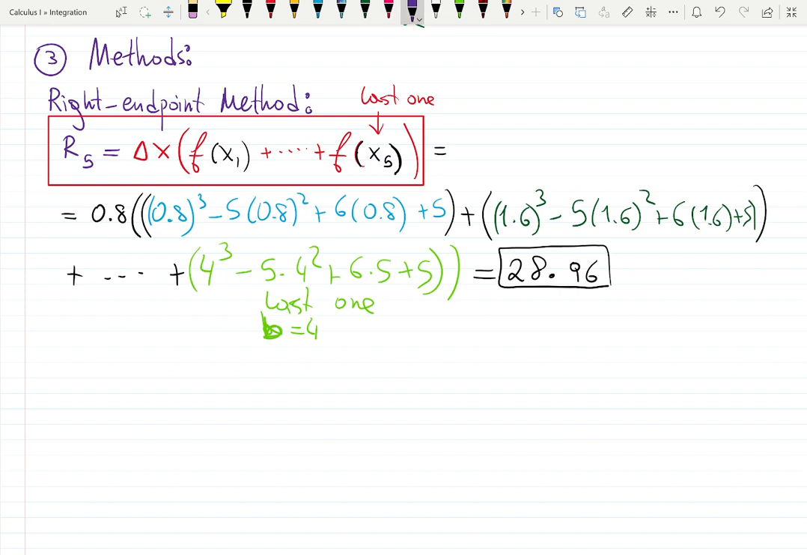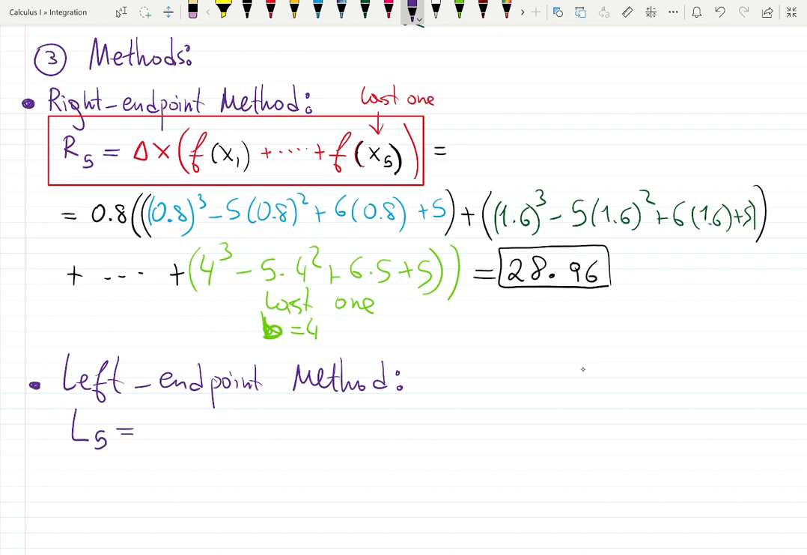Now, quickly, so that actually is the answer. Now, let's just mention the other two methods, because the idea is more or less the same. Left endpoint method. For you to know, I don't like putting the midpoint method on tests. Too much work. So left one and right one are good for the tests.